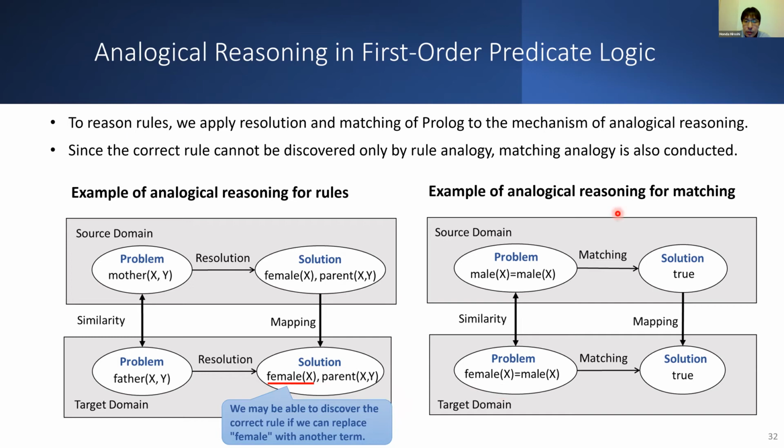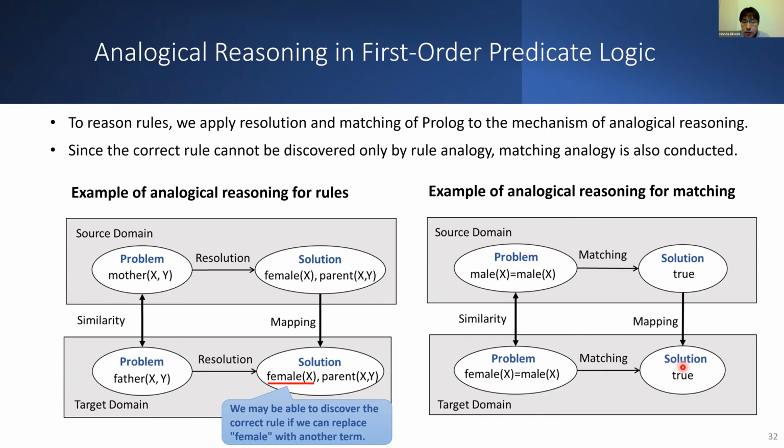This is an example of analogical reasoning for matching. The problem of the source domain is "X is a male equals X is a male." The solution of the source domain is true. Suppose we could find similarities between male and female. Then the problem of the target domain is "X is a female equals X is a male." So we can map true to the solution of the target domain.